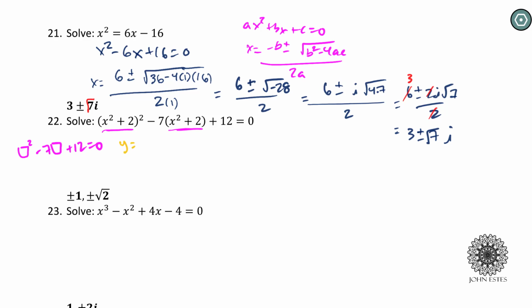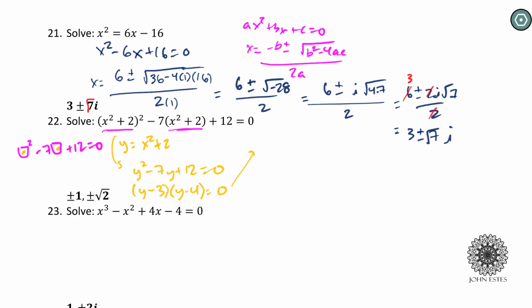I'm going to let y be x squared plus 2. Okay, that's the empty box here. And so in doing that, my equation then becomes y squared minus 7y plus 12 equals 0. Okay, that's a quadratic equation. I'm going to try to factor it. So I need to think of two things to multiply to give me 12, add to give me negative 7. How about negative 3 and negative 4?